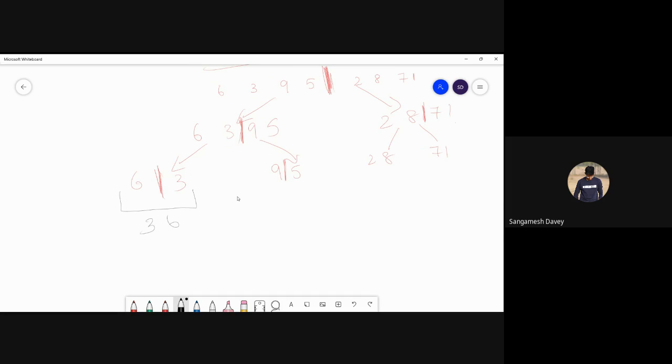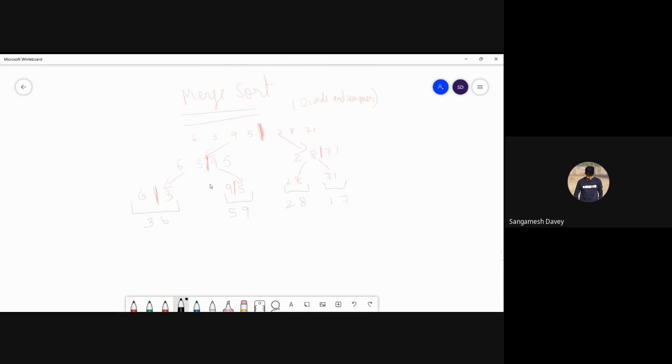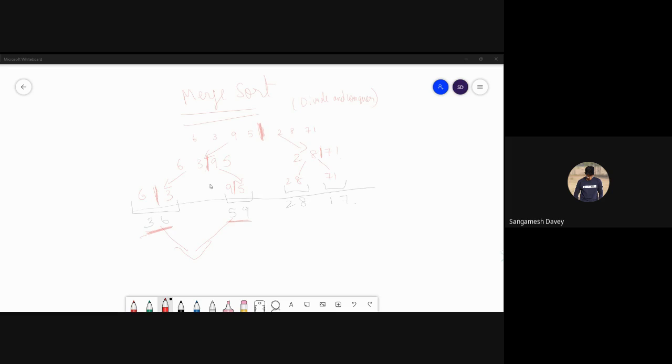3 and 6. Here also 5 and 9. Here it's already sorted, so 2 and 8. And here will be 1 and 7. Now the division part is over. Now I need to also conquer. Now that I've divided, now let me conquer it. Now here is where the main hint of the algorithm starts. I will be merging 3, 6 and 5, 9. When I'm merging them, I'll be sorting them also.